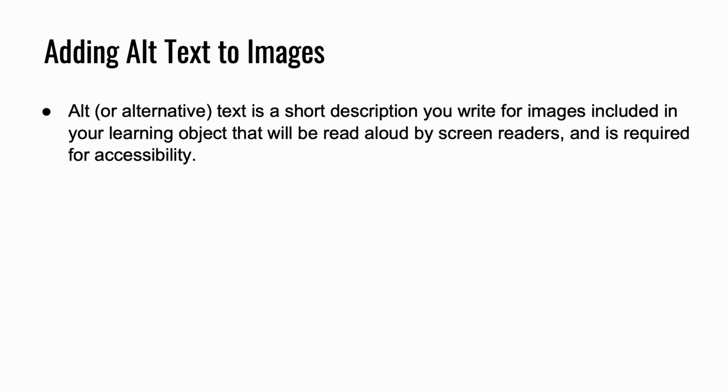Alt, or alternative text, is a short description you write for images included in your learning object that will be read aloud by screen readers. Alt text can also be helpful for users on mobile devices or with slow internet connections, so the text can be read if images are not loading or turned off.